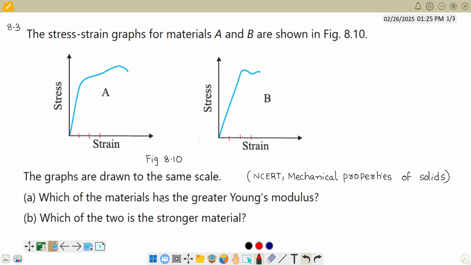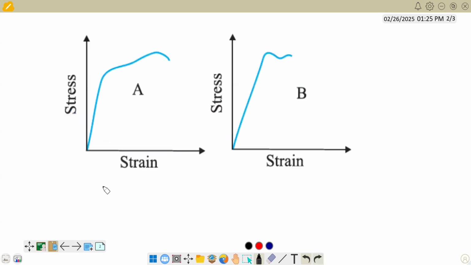Which of the materials has the greater Young's modulus? Which of the two is a stronger material? And when we say we have drawn to the same scale, that means you are telling that we can actually compare both of them and infer some points from both the graphs. The first question is which of the material has the greater Young's modulus?